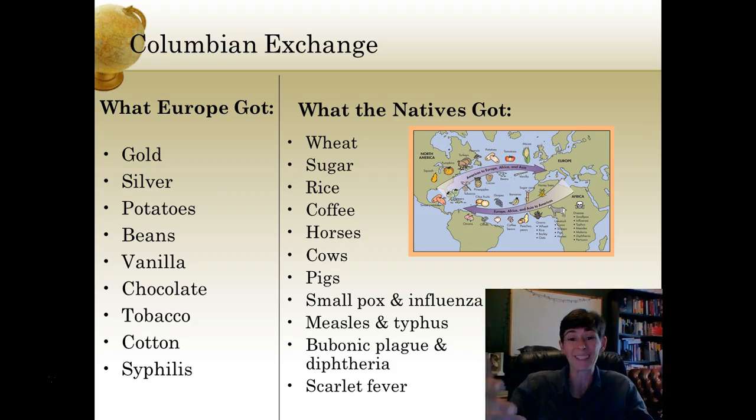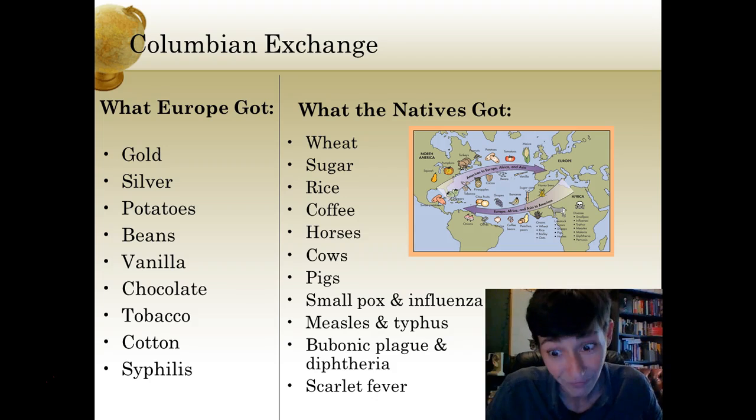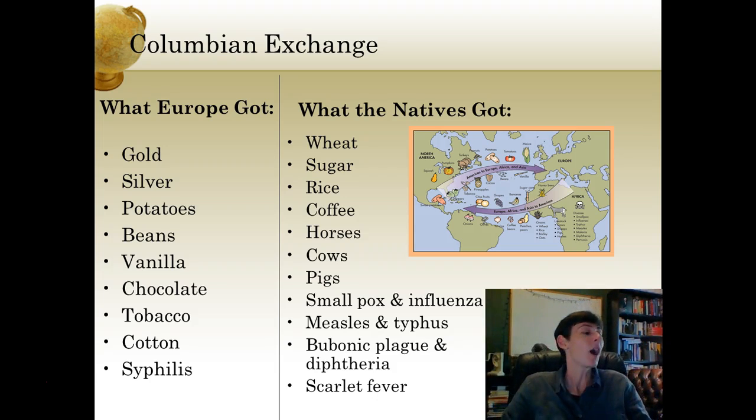Horses, cows, pigs. Now this is where they got the lower end of the deal. They got the worst part of this bargain, man. Smallpox, influenza, measles, typhus, bubonic plague, diphtheria, and scarlet fever. Not good times. Most of the natives in the New World were not wiped out by conquest, contrary to popular belief. They were wiped out by disease. They had no built-in immunity to any of these European diseases. And, I mean, there's a lot of them. Look at this: 1, 2, 3, 4, 5, 6, 7. That's 7. I'm sure there were more. Most of them died due to disease, and those that were left were largely wiped out by conquest.